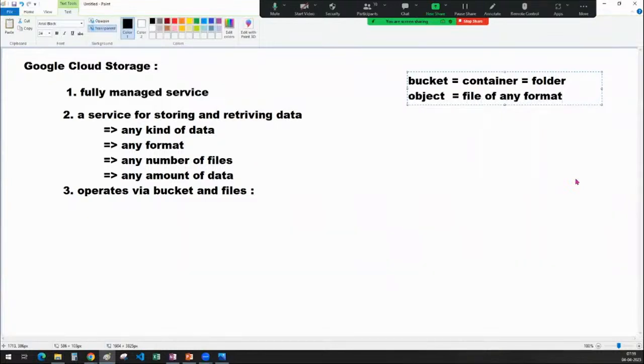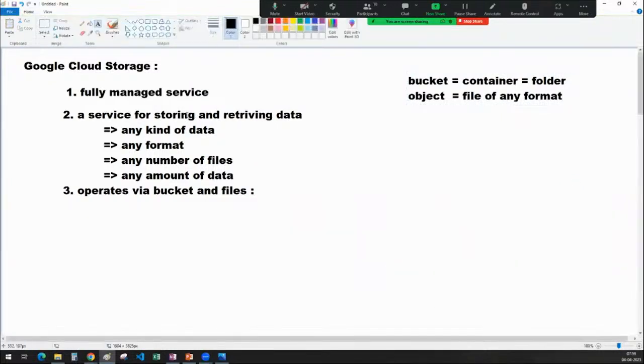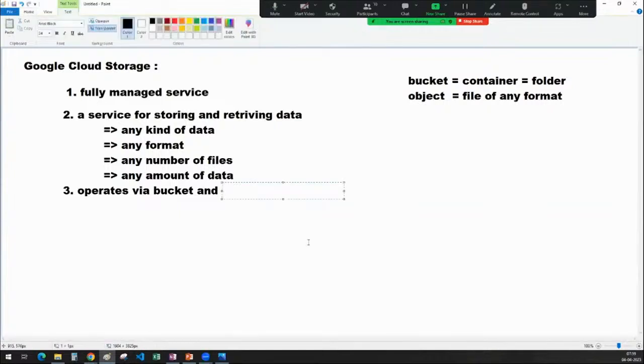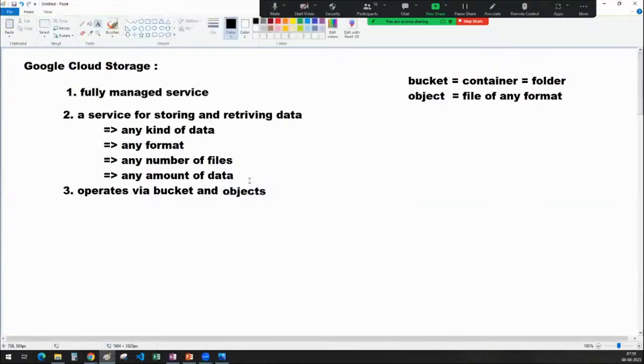So in Google Cloud Storage, we are storing something and we are retrieving something. So how does Google Cloud Storage operate? Sir, in Google Cloud Storage, it operates via buckets and objects. I should mention here objects, not files, because the terminology is object. What is a bucket? A container or a folder. What is an object? A file of any format.